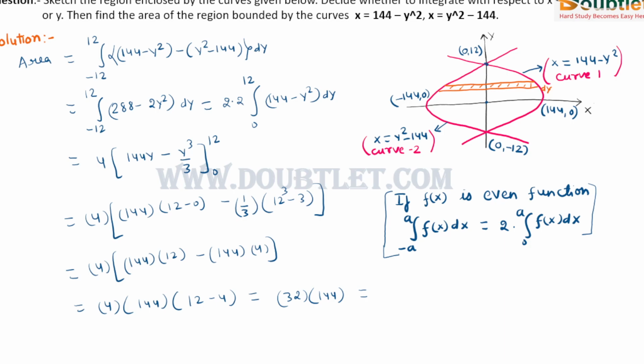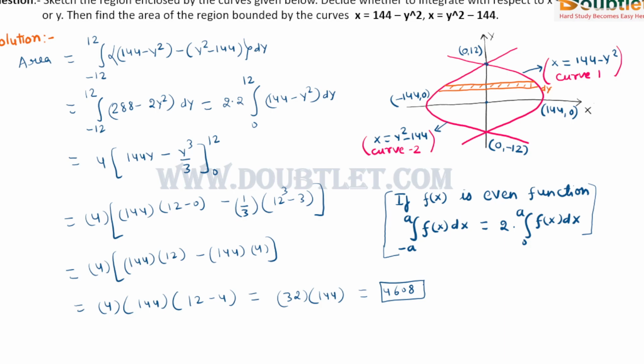So the final answer will be around 4608. So this is the area under the curve. Here we have found it by using the integration with respect to y. We can also perform integration with respect to x.